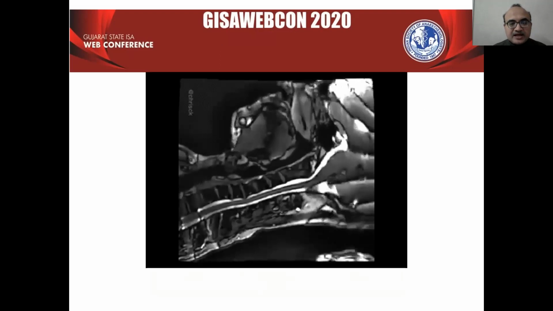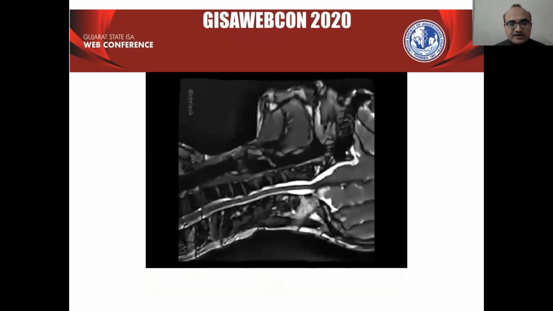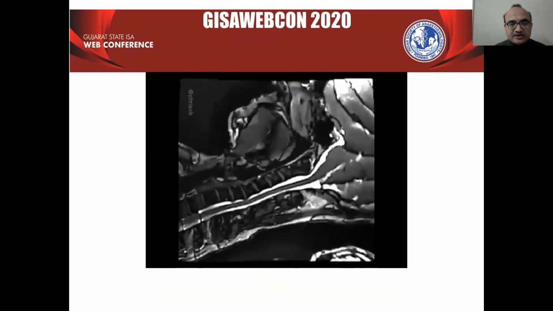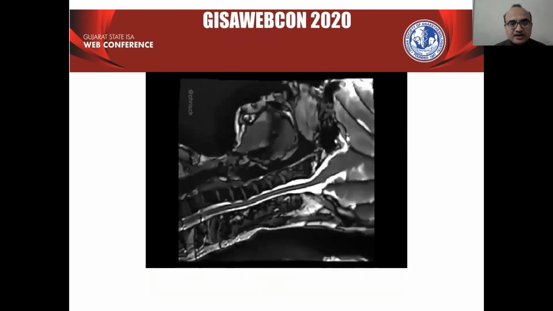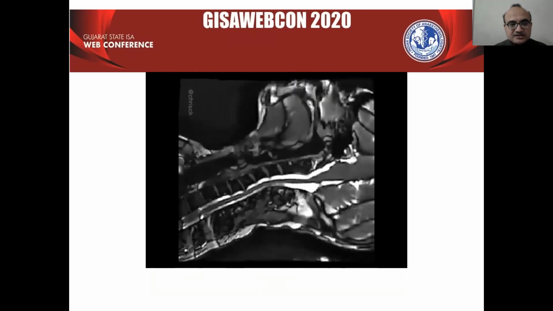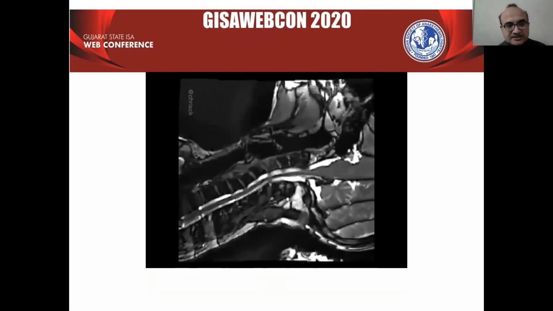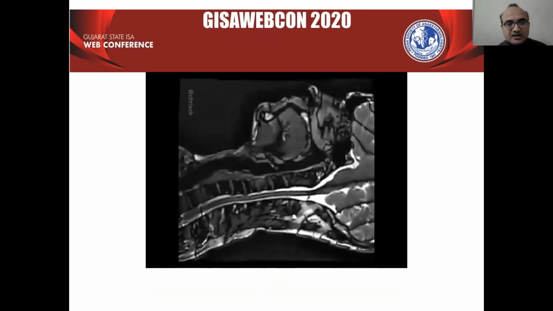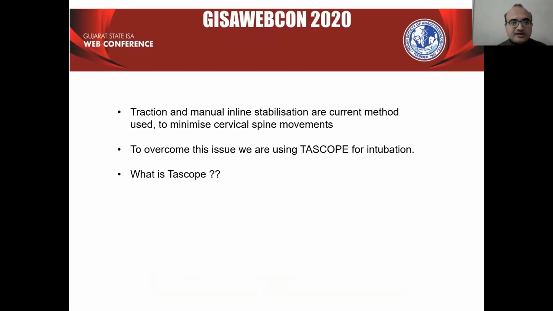So this is what actually happens during the neck movement. The flexion and extension movement of the spine and atlantoaxial joint you can view. It may cause damage when the cervical spine is injured or there is some pathology. So to avoid this, we want to avoid the neck movement. Currently, to avoid neck movements, traction and manual inline stabilization techniques are used.